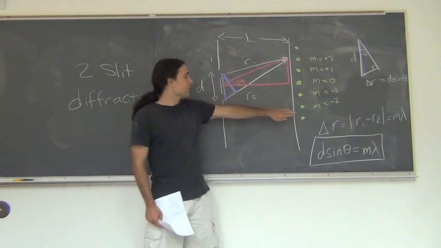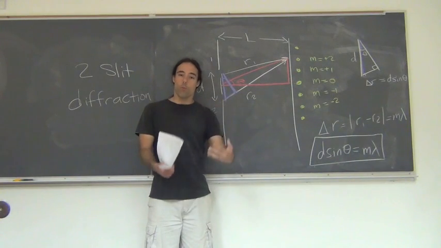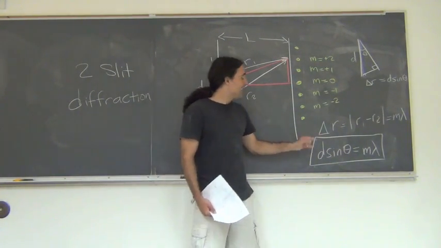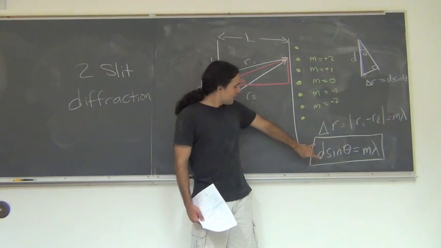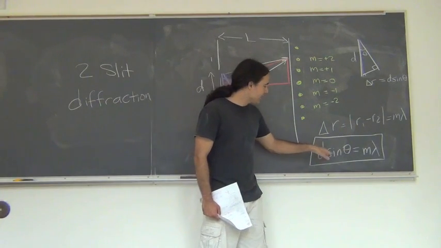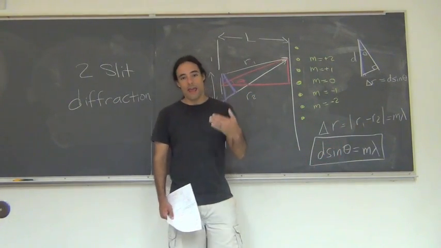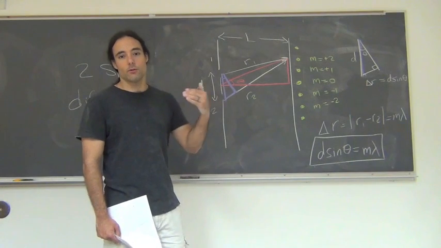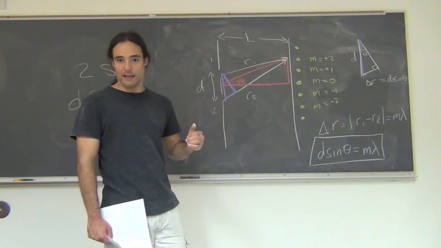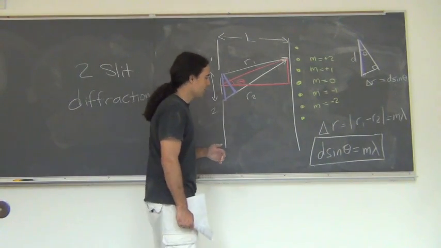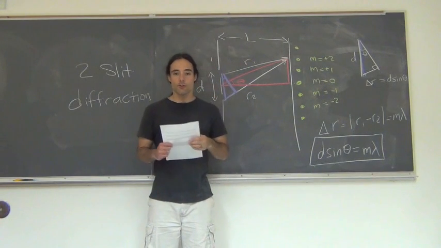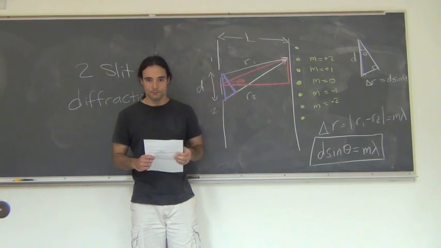So, in order to get the bright green dots, the light waves need to interfere constructively. If they're interfering constructively, d sine theta has to equal an integer multiple of wavelengths. So we can say d sine theta equals m lambda, where m is just -2, -1, 0, +1, +2, etc. Any positive or negative or zero integer. D is the distance between the slits. Lambda is just the wavelength of light that we're shining through.